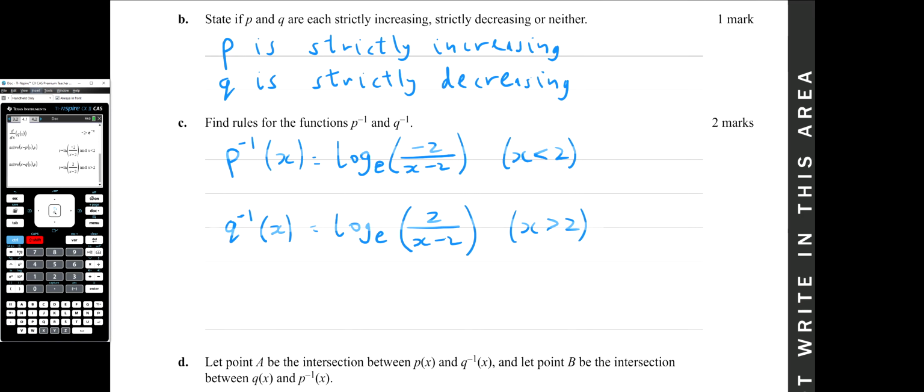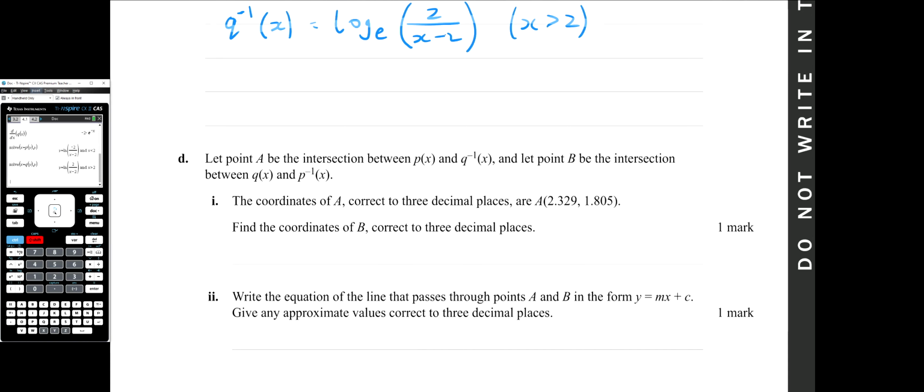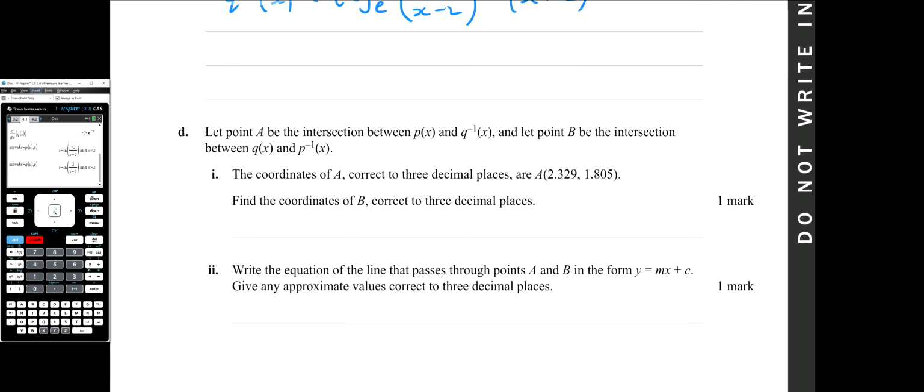Okay, moving on to part D, we are looking at the point of intersection between p of x and the inverse of x, so p of x and q inverse of x. And point B is the intersection between q of x and p inverse of x. So our job is to work out the coordinates of A. Well, they actually gave us the coordinates of A. A is 2.329, 1.805. And our job is to work out the coordinates of B, corrected to 3 decimal places. Right, so what we need to do is work out some inverses here. So for point B, we're looking at q of x and p inverse of x.